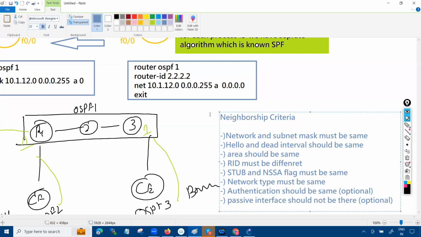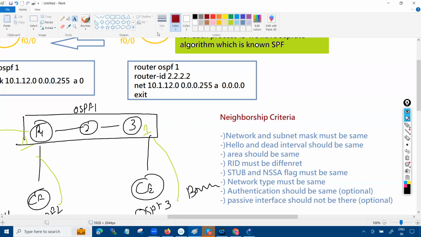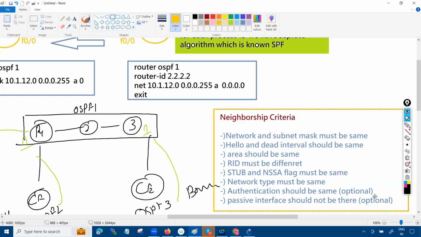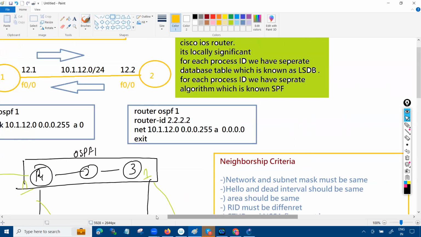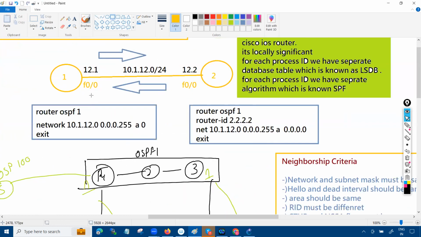Make sure that it has to be the same. And all these things are going to be exchanged in the OSPF hello packet. Everything will be exchanged in the OSPF hello packet. So if all the parameters match, then what happens? If router 1 sends the hello packet, router 2 also sends the hello packet. All these parameters will match, then they will form the neighborship. If anything is not matching, they won't form the neighborship.